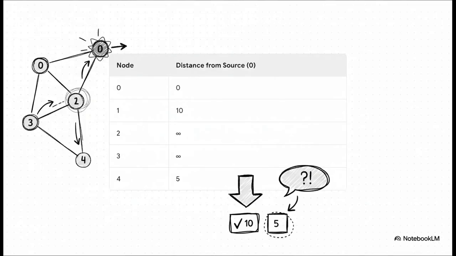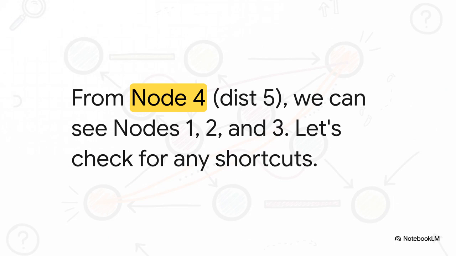So we immediately update our table. Their distances aren't infinite anymore. Now the algorithm has to make its very first greedy choice. Of the places we haven't been to, which one is the closest? Easy. It's node 4 with a distance of just 5. So that's where we go next.